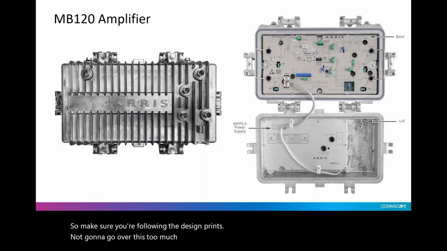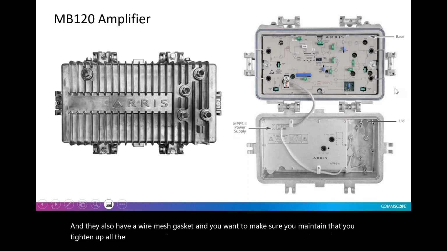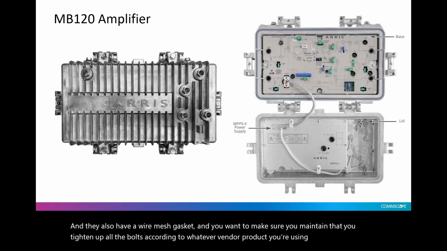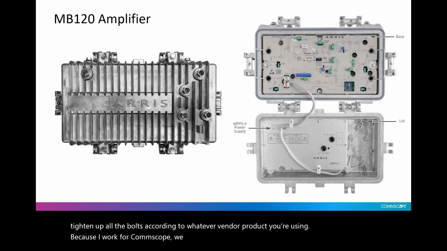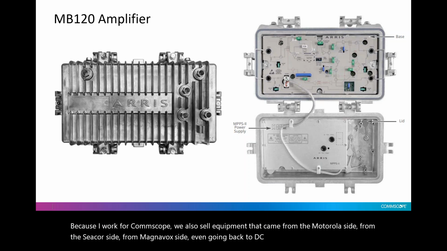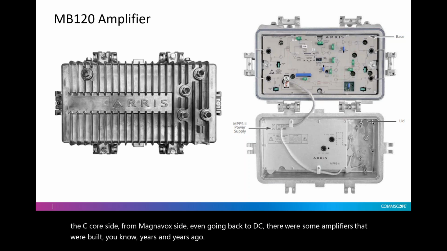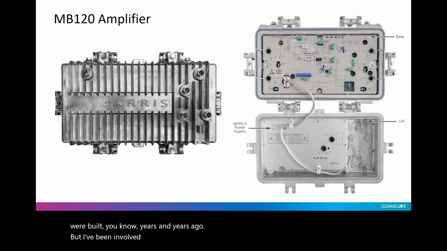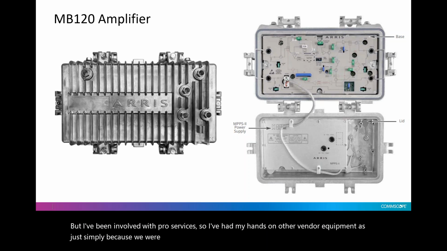Not going to go over this too much because this is vendor specific, but all amplifiers have a rubber gasket, and they also have a wire mesh gasket. And you want to make sure you tighten up all the bolts according to whatever vendor product you're using. Because I work for CommScope, we also sell equipment that came from the Motorola side, from the Secor side, from the Magnavox side, even going back to ADC. There were some amplifiers that were built years and years ago. But I've been involved with pro services, so I've had my hands on other vendor equipment, just simply because we were making money from doing the installation, similar to what business partners and contractors do for the particular MSO they're working for.